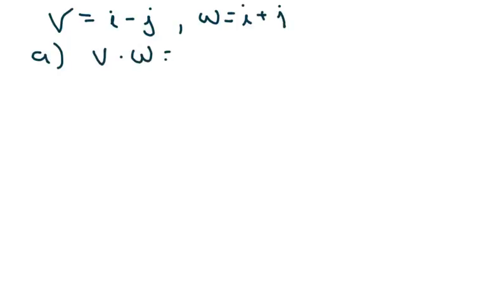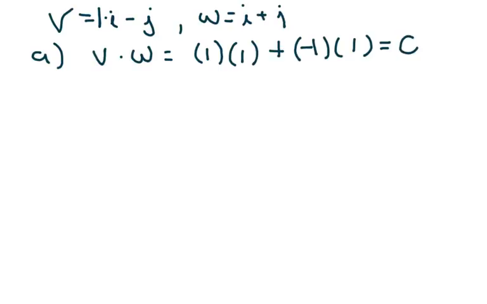So the first one we're going to do is our v vector is going to be i minus j, and our w vector is going to be i plus j. Simply, the dot product is just v dot w, and you're multiplying the coefficients, or the scalars, in front of them. So that's a 1, and this is a 1. So 1 times 1, and then you add the j components. That would be negative 1 times 1, and that's going to equal 0.